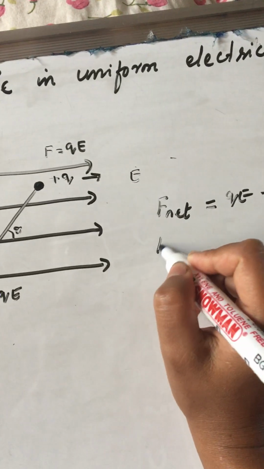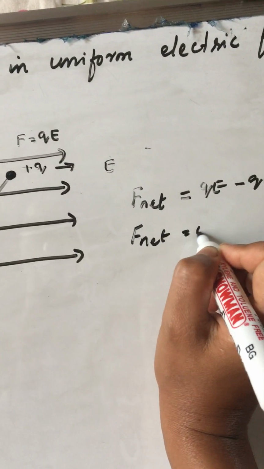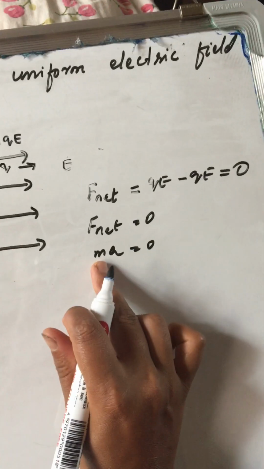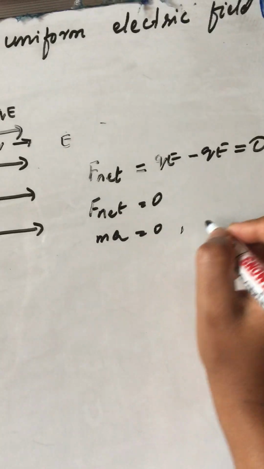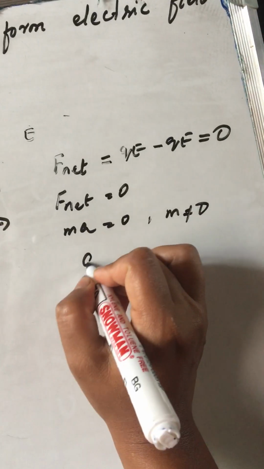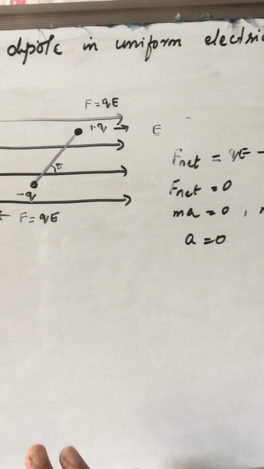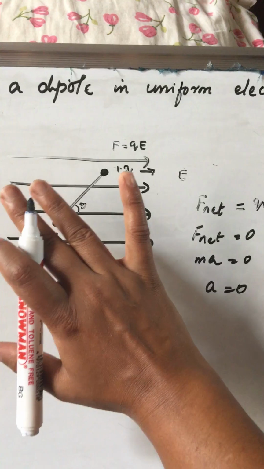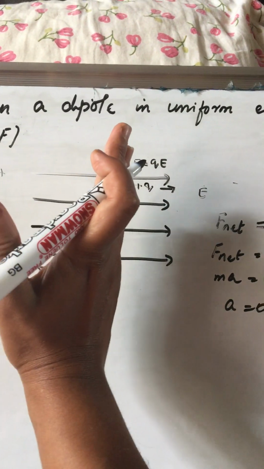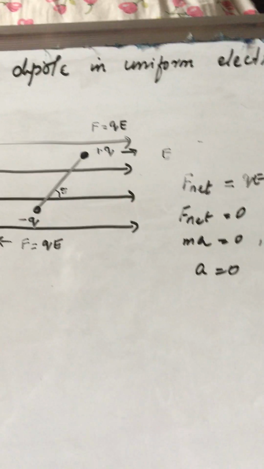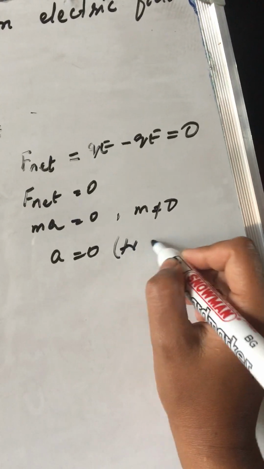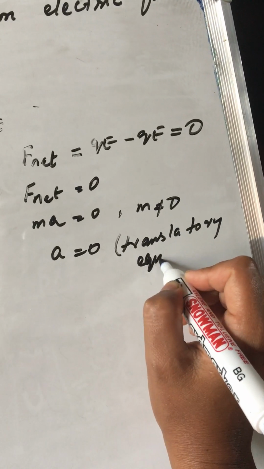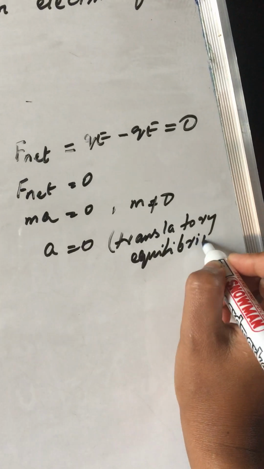So the net force is 0. Now force is from Newton's law, mass into acceleration, and this is 0. The mass of the charges cannot be 0, so as mass cannot be 0, acceleration has to be 0. That means there is no linear acceleration, so it is not going to move linearly. So translatory, we call this word translatory equilibrium, right? So in class 11 you have learned equilibrium.